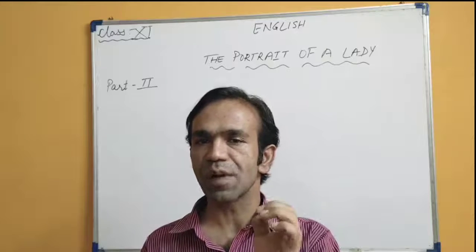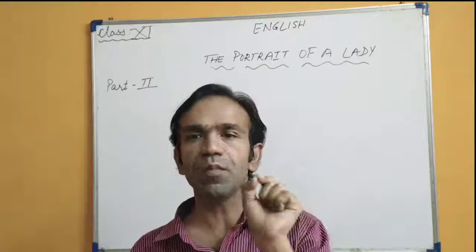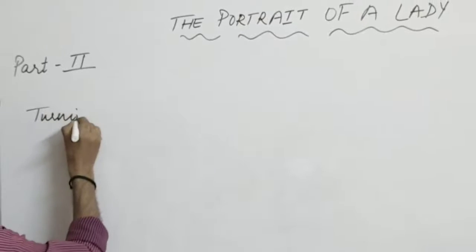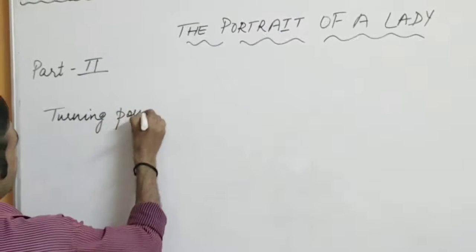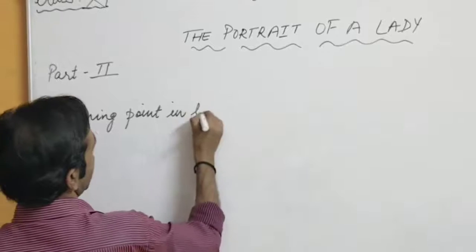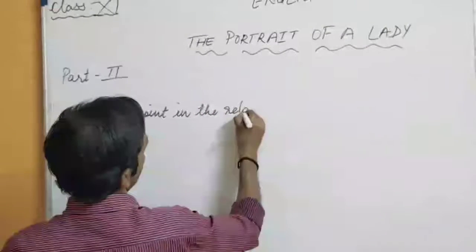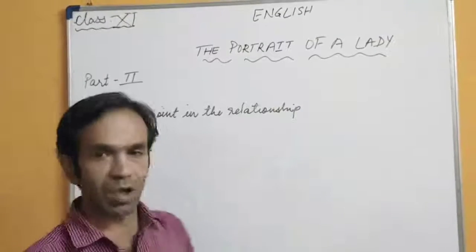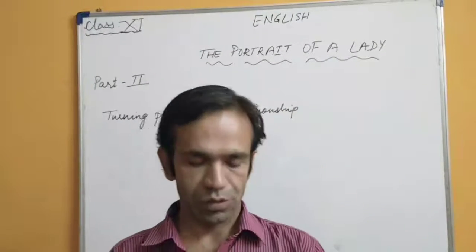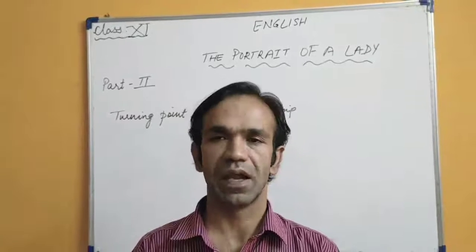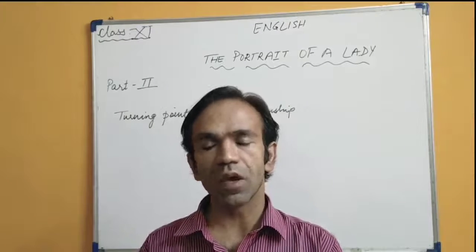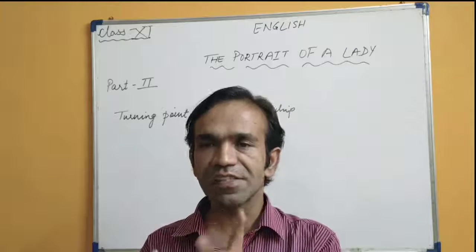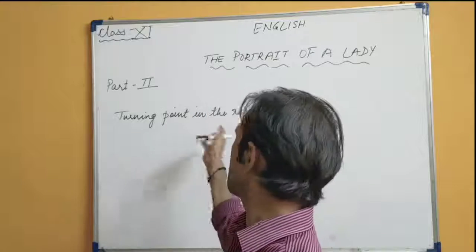Now the next part. The next part starts with the turning point in the relationship. When the author's parents had settled well in the city, they called them to the city, and both of them went there. This is where there is a turning point in the relationship.